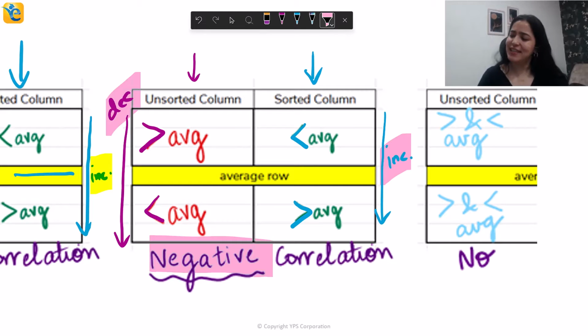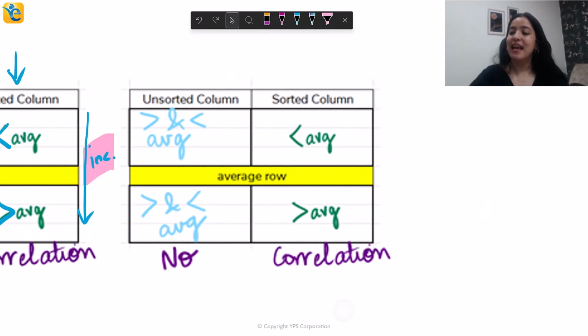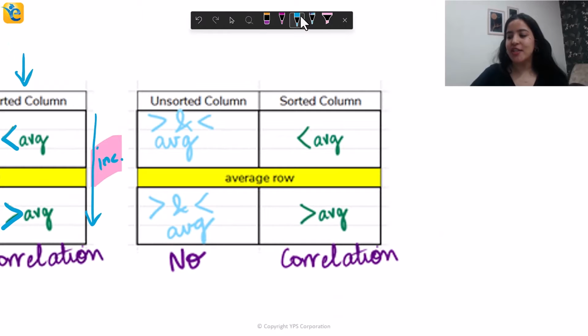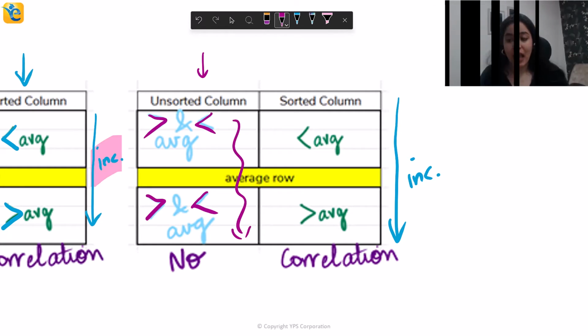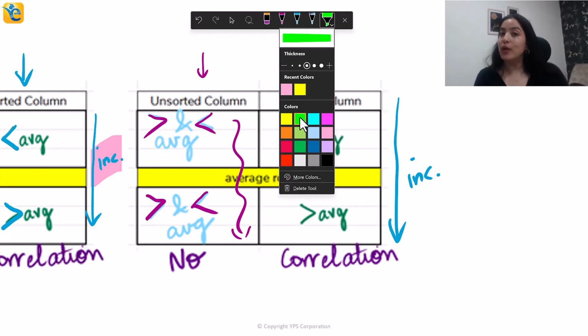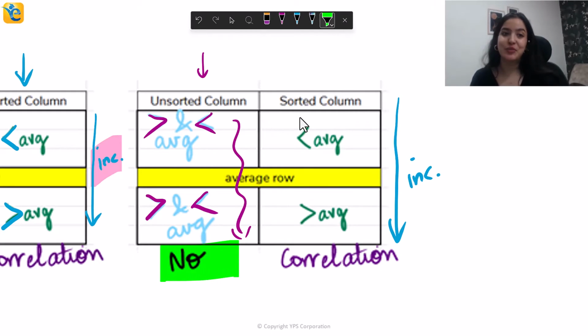And finally, let's also look at the last case. Sorted column, nothing changes, you are going like this, increasing. Unsorted, above the average, you will have values that are greater than average, values that are less than average, mixed. Below the average also, you have mixed values, no clear pattern. And this is why there is no correlation between the two variables you were trying to judge.